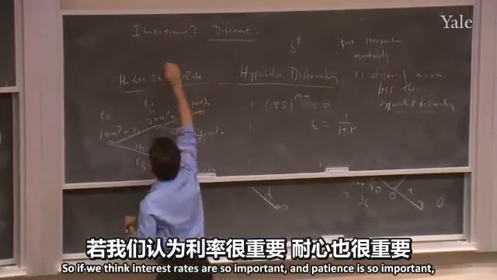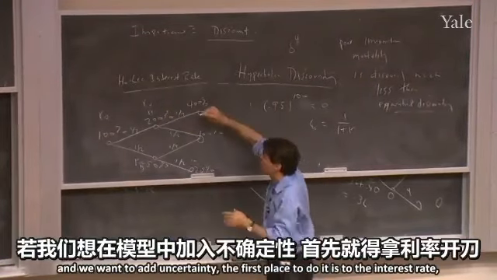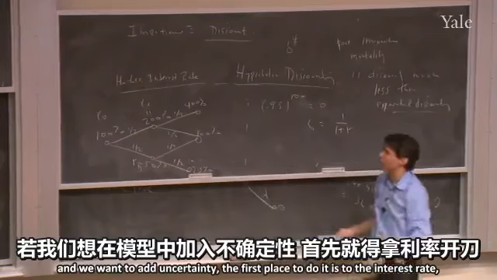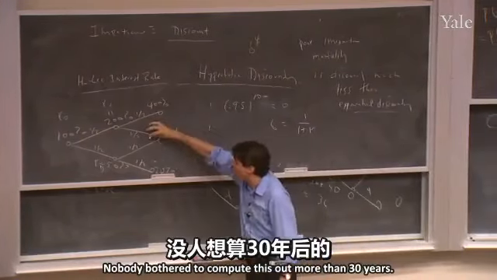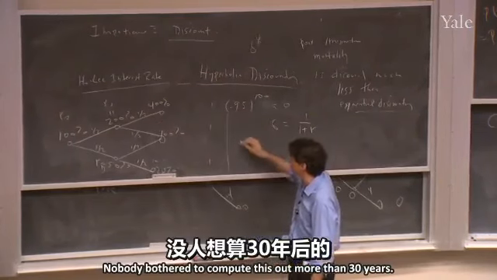So if we think interest rates are so important and patience is so important, and we want to add uncertainty, the first place to do it is to the interest rate. And the Ho-Lee model in finance does that. Nobody bothered to compute this out more than 30 years.